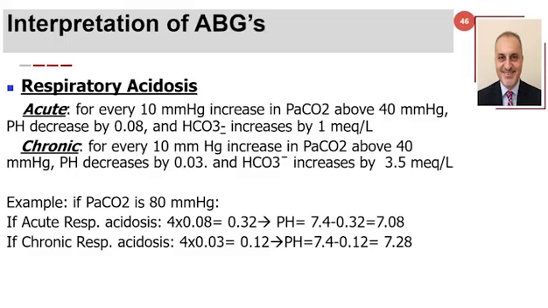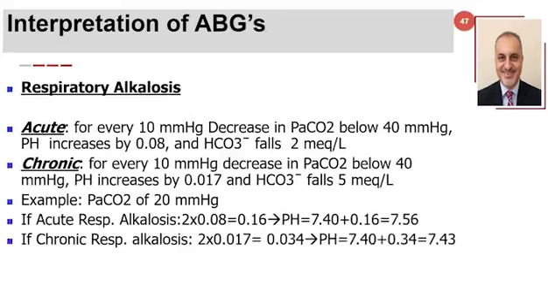It's very important to know if it is acute or chronic, because usually the actual PCO2 sometimes does not matter. What really matters is the pH. You might have somebody with a PCO2 of 90 and a pH of 7.38. You do not have to put them on BiPAP or intubate them.